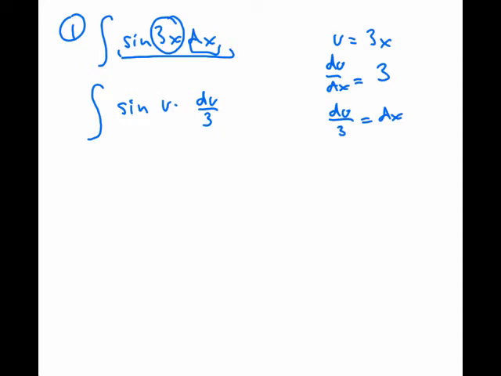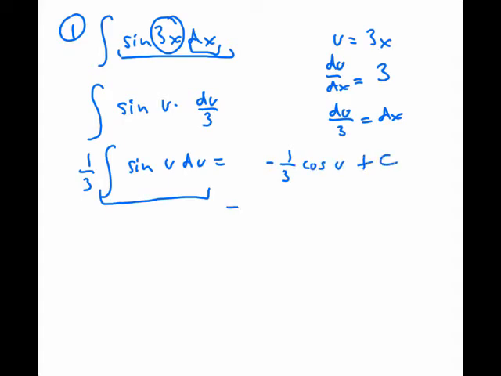And because 1/3 is a constant, it can be brought out front. It's one of our properties of indefinite integration. And now we're down to doing an integral that's basic, that we know how to do. The integral of sine is negative cos. So it's negative 1/3 cosine u plus a constant. Replacing our u, we get negative 1/3 cosine 3x plus c.